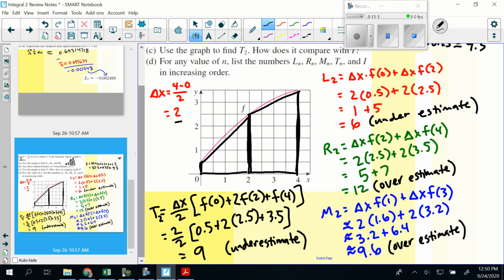All right, final thing they want us to do: for any value of n, list the numbers L_n, R_n, M_n, T_n, and I in increasing order. So the smallest one we came up with was L2. Our next biggest value looks like it came out to be our T2 value, which is 9. Then I would say the actual value I, which we estimated at about 9.3. And then our midpoint approximation, and finally the right endpoint gave us the biggest approximation. So that would be increasing order for part D.